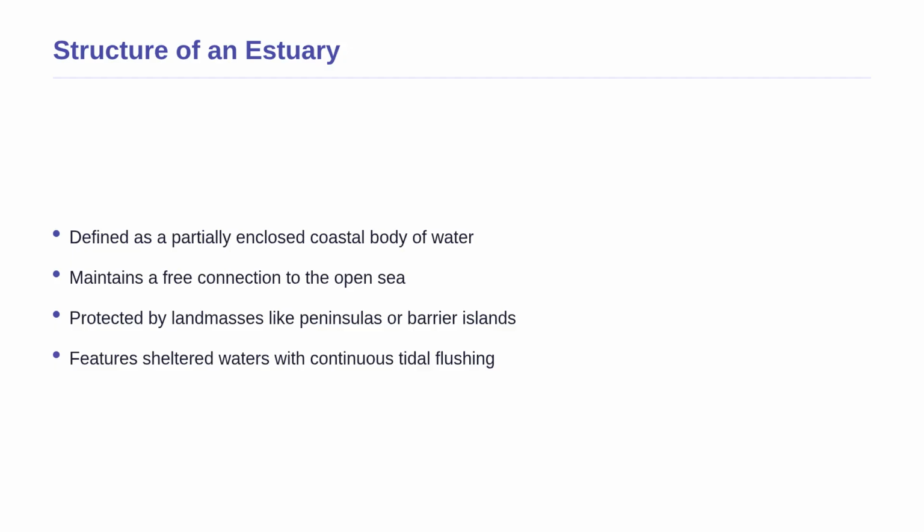Building on that idea of a transition zone, let us look at the physical structure of an estuary. Scientifically, it is a partially enclosed coastal body of water that maintains a free connection to the open sea. The key here is the term partially enclosed. Land masses, like peninsulas or barrier islands, protect the estuary from the full force of ocean waves and violent storms. This unique combination of sheltered waters and continuous tidal flushing creates a highly specialized ecosystem.